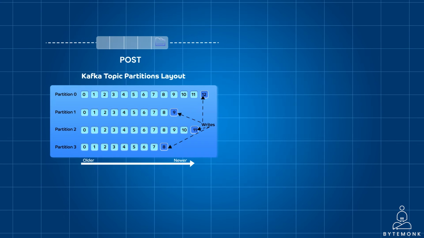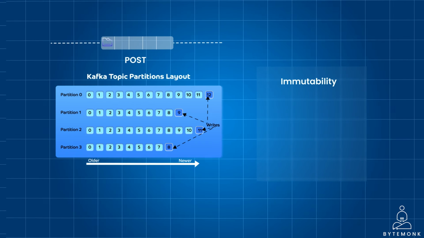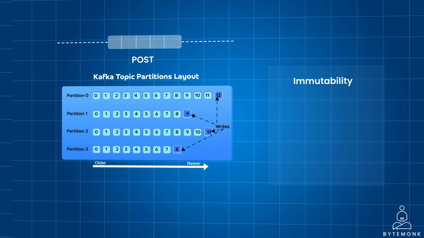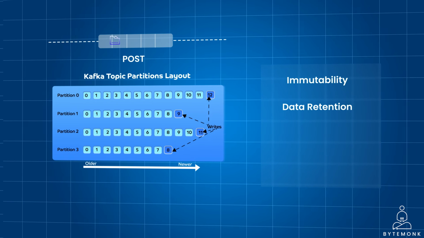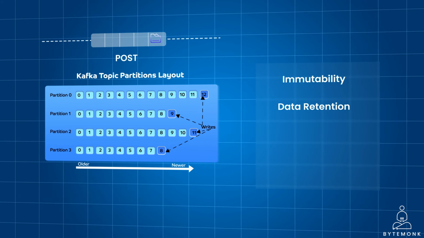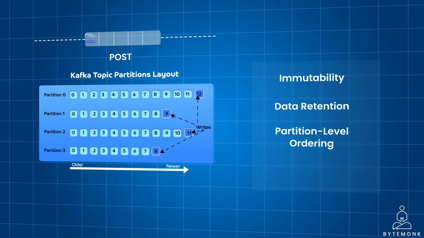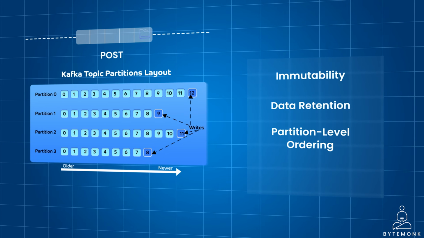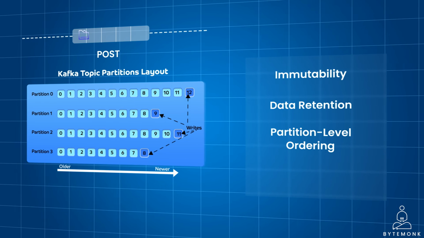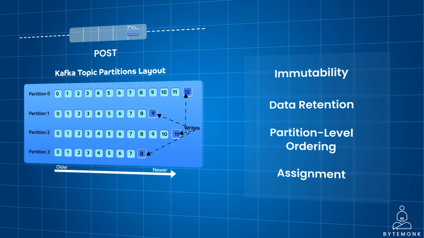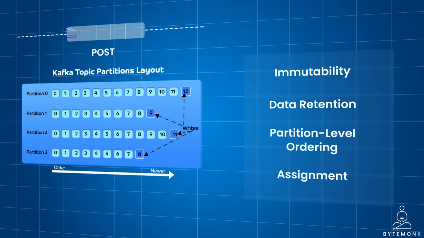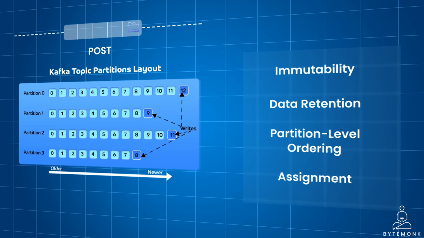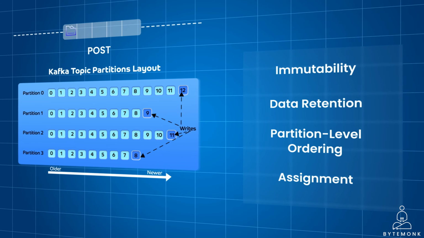The key points to remember are, once data is written to Kafka, it's like writing in ink. You can't change or delete it. Kafka keeps your data for a specific period before deleting it. Messages within a partition are processed in the order they arrived based on their offsets, but there is no guaranteed order across different partitions. And finally, by default, messages are placed into partitions randomly for load balancing. However, you can also specify a key to ensure related messages end up in the same partition.